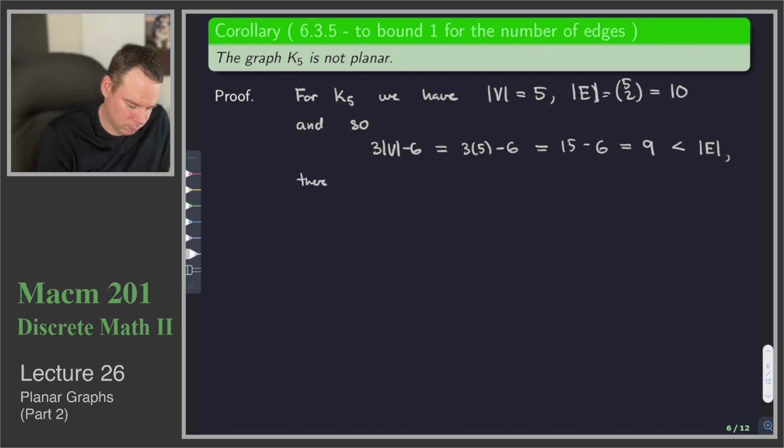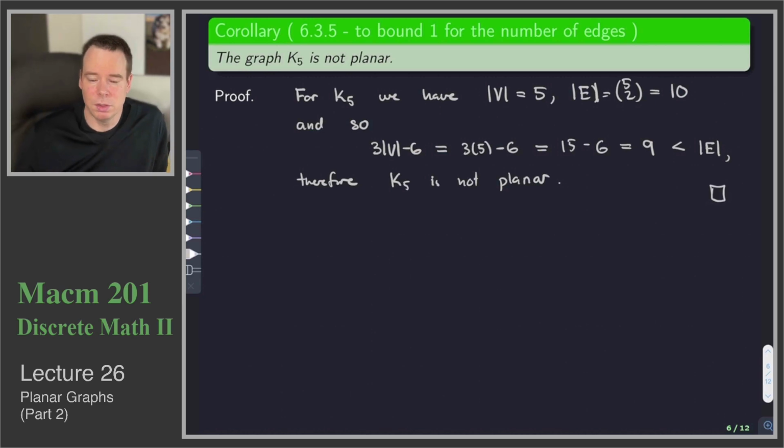Therefore, K5 is not planar. It's got one too many edges. And so there's our proof that K5 is not a planar graph. So we tried to get some intuition behind that last lecture, and now we've given a formal proof that shows K5 is not planar, and in fact it has one too many edges, because we've already seen that K5 with one edge removed is planar. We got that through our intuition from last day.